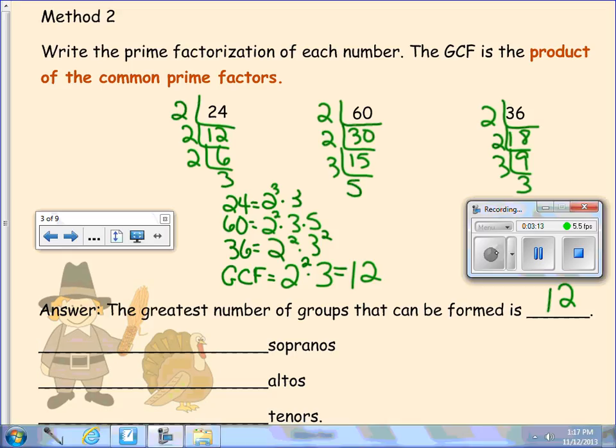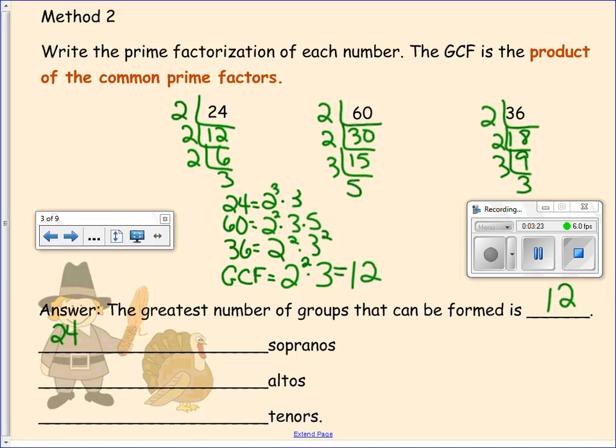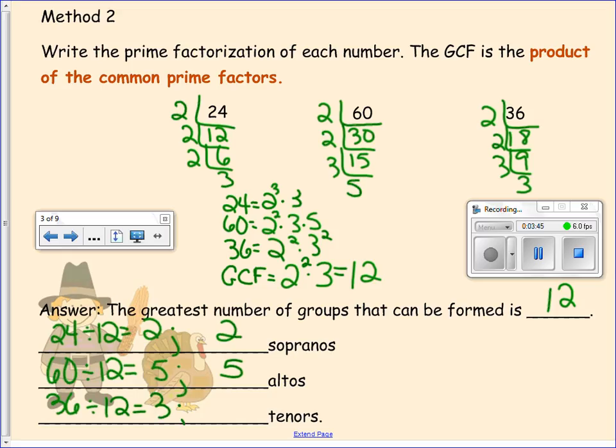Now that was the first part of our question. The next one is, how many sopranos and altos and tenors are there going to be? So notice we had 24 sopranos. So 24 divided by 12 groups, there's going to be 2 in each group, so 2 sopranos in each group. We had 60 altos. We divide the 60 into 12 groups. We have 5 altos in each group. And lastly, we had 36 tenors. And if we divide the 36 tenors into 12 groups, we are going to have 3, which means there are 3 tenors in each group.